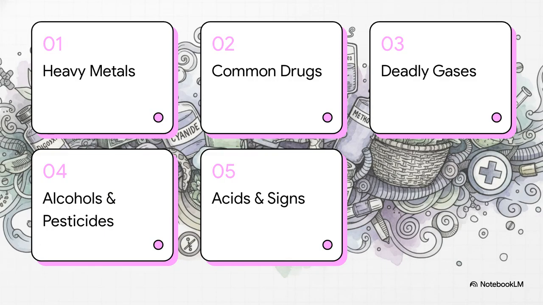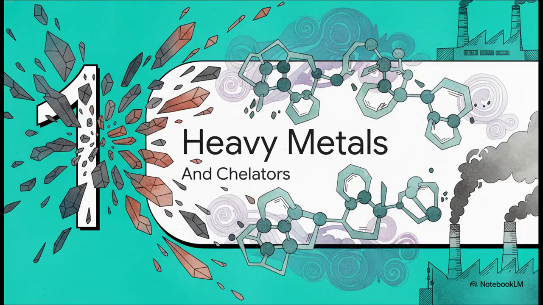Okay, so here's our game plan for today. We'll be breaking down these invisible threats across 5 crucial categories: heavy metals and chelators, common drugs and reversals, deadly gases and toxins, alcohols and pesticides, and finally, acids and clinical signs. All right, let's jump right into Section 1, heavy metals and chelators.